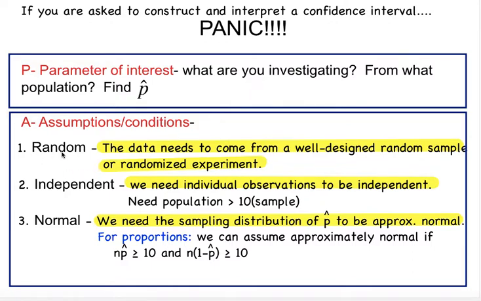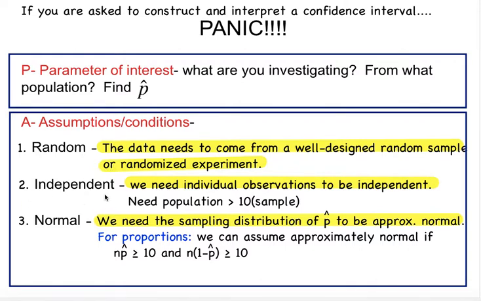All right, now in order to proceed, you have to check some conditions. So the first condition that we need is we need to make sure that our data comes from a well-designed randomized experiment or a random sample. So usually it'll say in the problem that they took a SRS or they took a random sample. That's what you're looking for. So you state what you need and then you say we were told it was random.